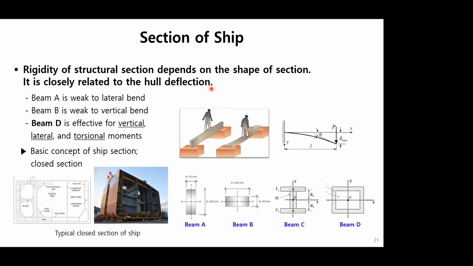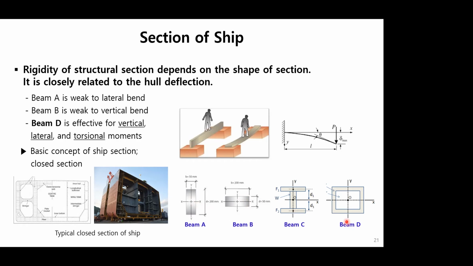Here are some very simple examples of beam sections A, B, C, and D. The areas of the sections are assumed to be the same. Then the shape of beam A is comparatively stronger against vertical bending. It's weak to lateral bending, maybe weak to torsion. By the way, beam B is weak to vertical bending. However, beam D is very effective for vertical, lateral, and torsional movements.